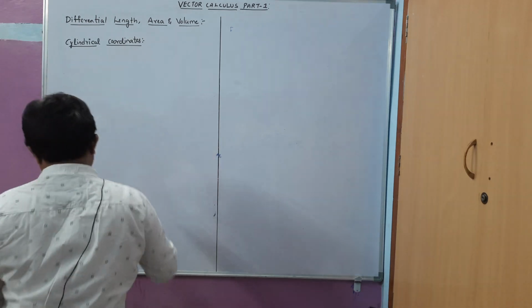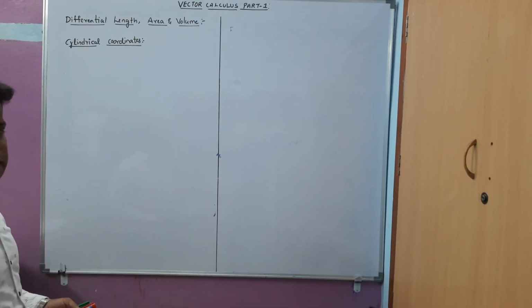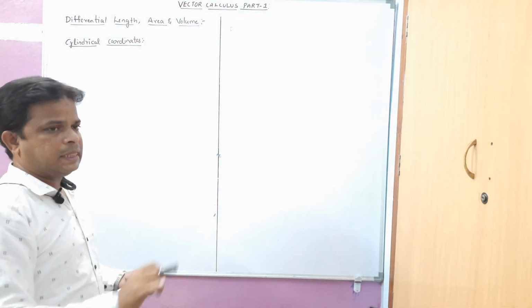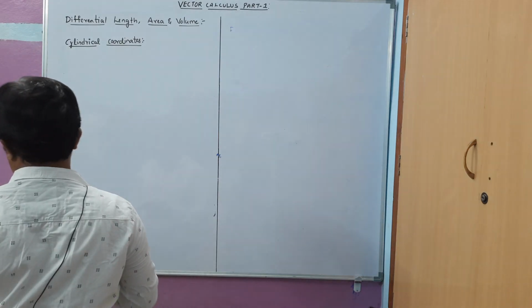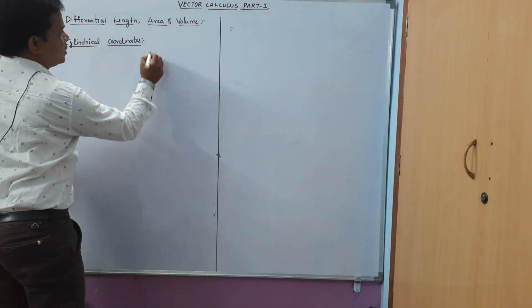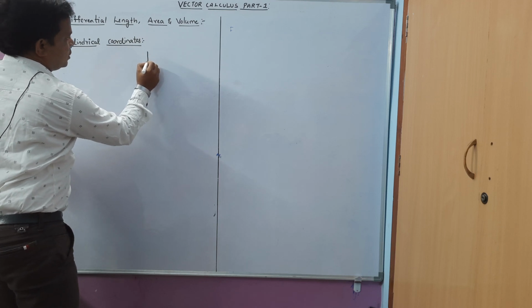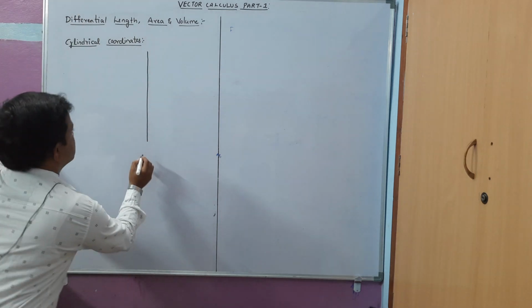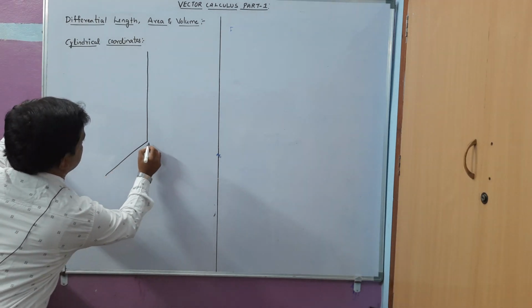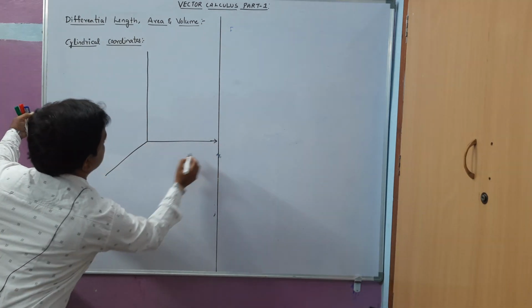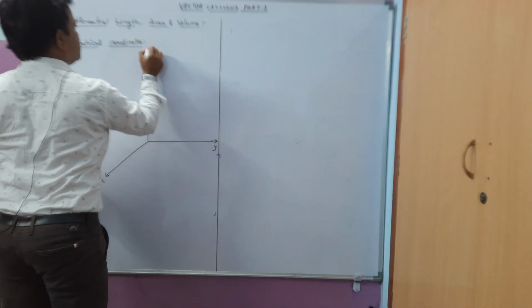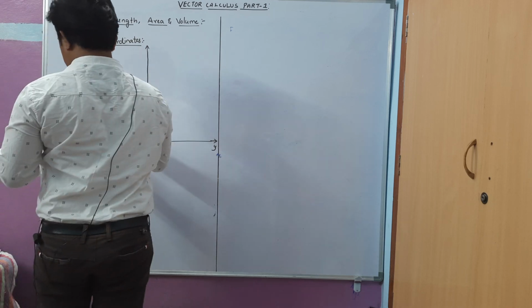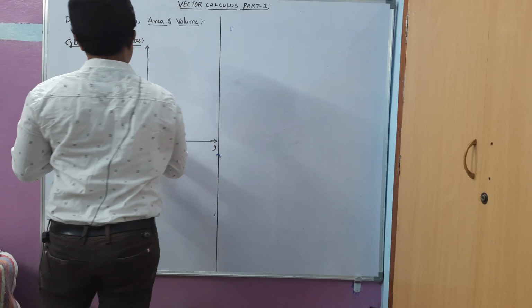For the cylindrical coordinates we have to consider the diagram itself. From the diagrammatic part we are going to calculate the differential length or differential displacement, the differential surface and the differential volume. Let me draw the diagram first so that it will be clear for us. This is the x axis, this is the y axis, and this is the z axis here. Now I will take a different color here.